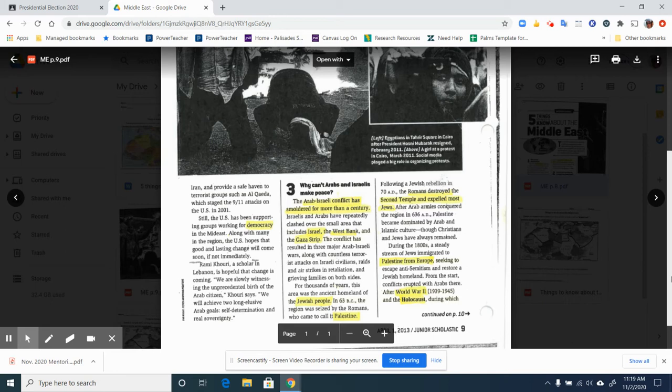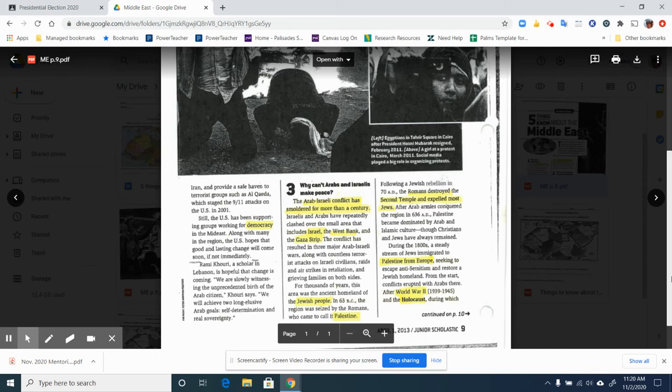Reason number 3. Why can't Arabs and Israelis make peace? The Arab-Israeli conflict has smoldered for more than a century. Israelis and Arabs have repeatedly clashed over the small area that includes Israel, the West Bank, and the Gaza Strip. The conflict has resulted in 3 major Arab-Israeli wars, along with countless terrorist attacks on Israeli citizens, raids, and airstrikes in retaliation, and grieving families on both sides.